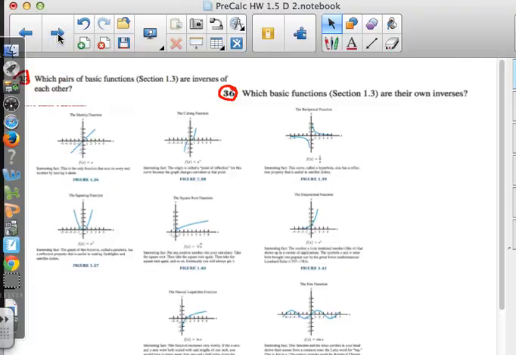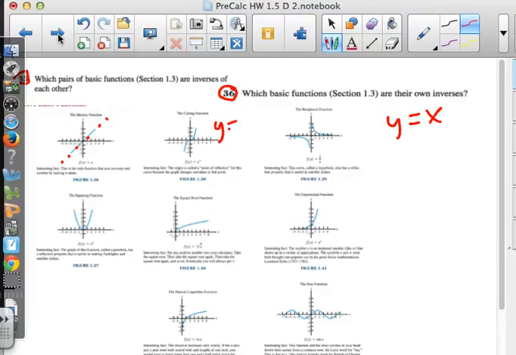All right, now 35 and 36. Which pairs of our basic functions are inverses of each other? Okay, so first thing I want to do is think to myself, all right, if it's an inverse of each other, it should be undoing something else. And so as I look at these functions and I think y equals x, well, it's its own inverse. That's going to be an answer to number 36, because if you reflect the line y equals x over the line y equals x, it doesn't go anywhere. So I start looking for things like the cubing function, which is y equals x cubed, and its inverse would be the cube root.